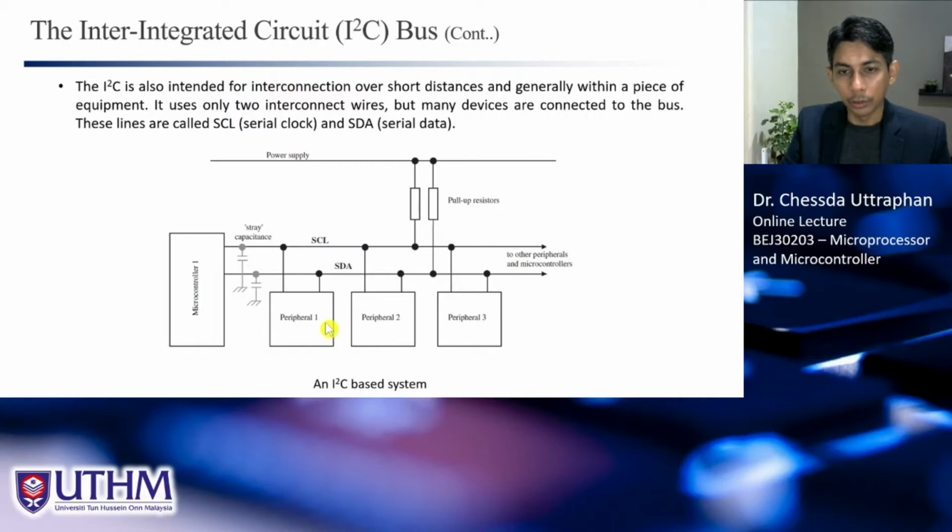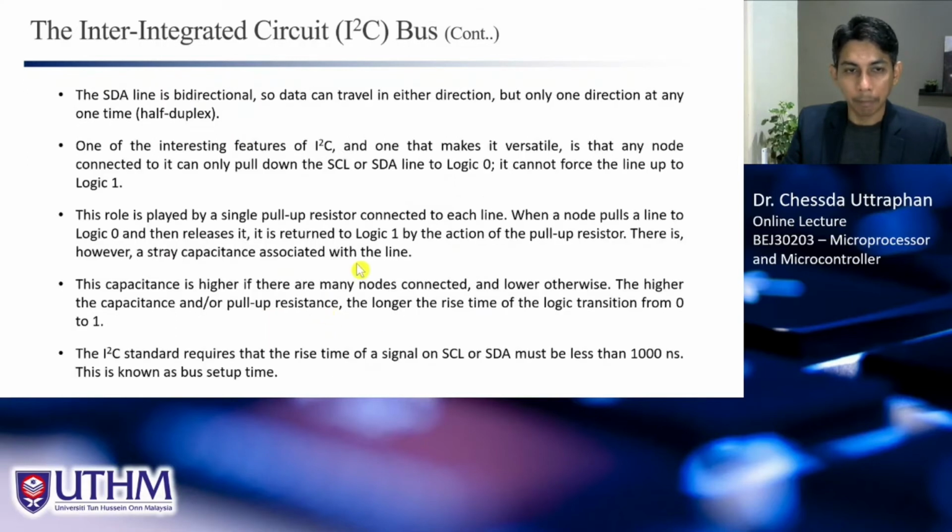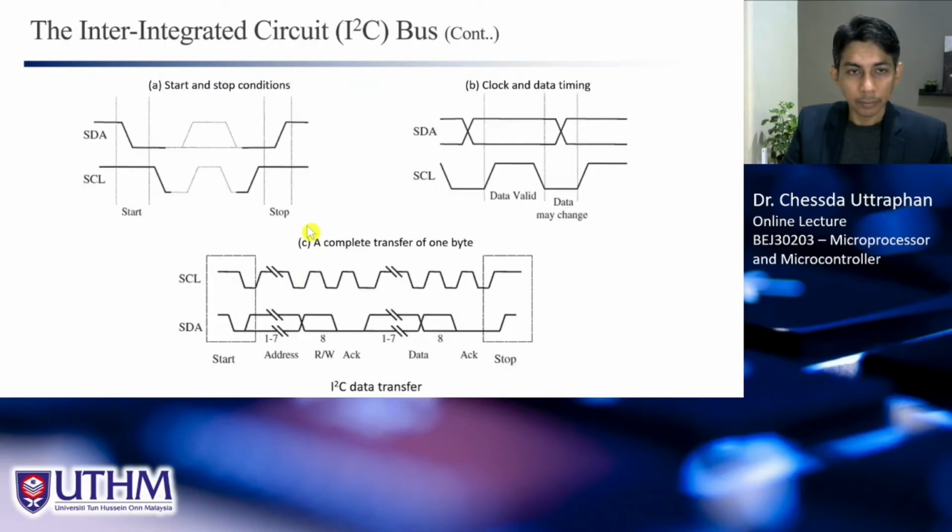Because now it's not like the SPI, where we only send the data between the peripheral and the microcontroller. Now we need to send the address as well, right? So this is how we send the data or communicate between the master and the slave, or the microcontroller and the peripheral. This is the data line. This is the clock line.